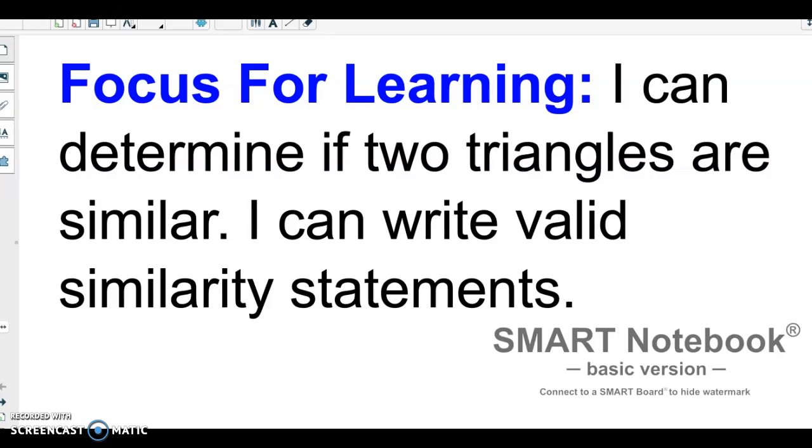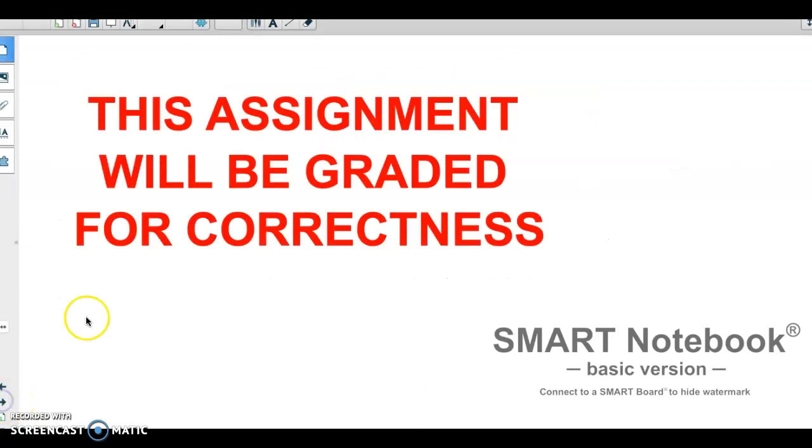Alright, our focus for learning for today is: I can determine if two triangles are similar. I can write valid similarity statements. So, we have been talking about similar triangles for a few weeks now, and today's assignment is going to be graded based on correctness. So, if there are 10 questions and you get 2 out of the 10 questions correct, your grade in Progress Book is going to be a 2 out of 10.